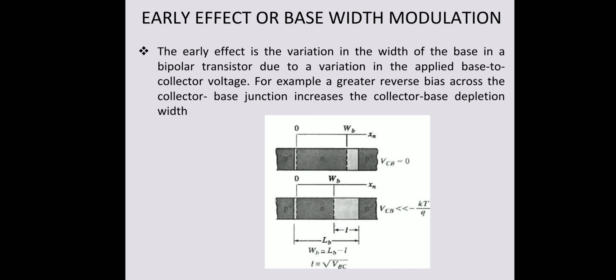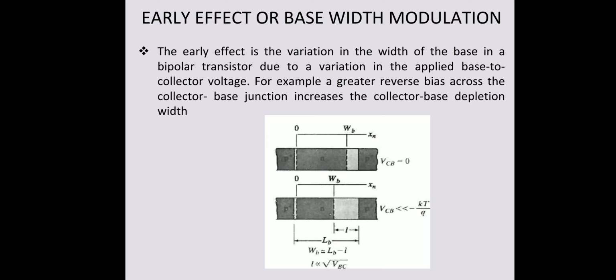We can see that the base region is lightly doped, and if it is lightly doped, the depletion region at the reverse biased collector junction can extend significantly into this n-type base region. So if you increase the collector voltage, the space charge layer takes up more of the width of this base LB, and as a result the effective base width WB is decreased. That effect is called base narrowing or base width modulation.